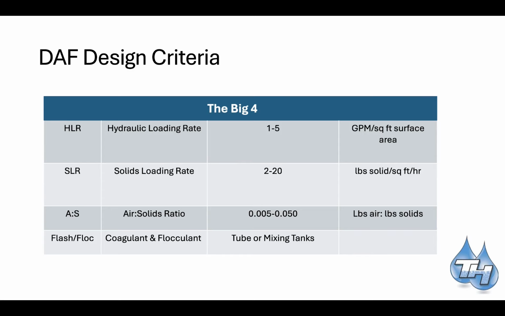And so the more surface area you have, when you divide the GPM over the surface area, you end up with a smaller HLR. So for example, if your SLR is between 15 and 20, you're probably going to want your HLR to be somewhere between 1 and 3, just as a general example. Of course, every application is different, but that's how these two work together.